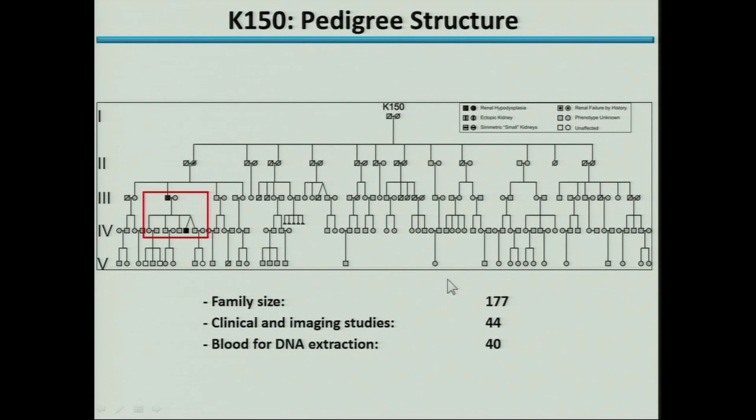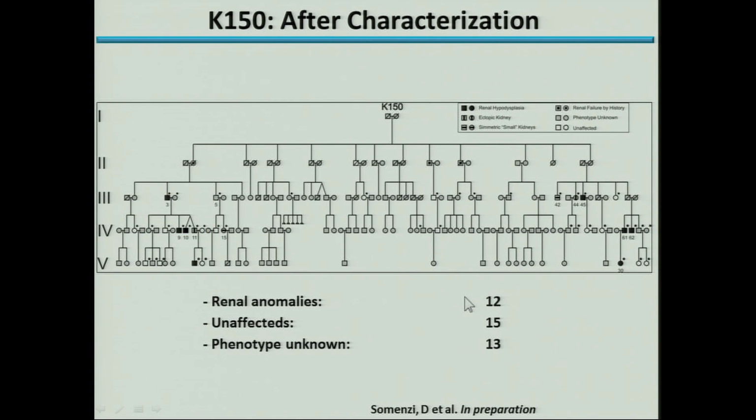The family size was 177 individuals, and through different clinical and imaging studies, we found that there are about 40 individuals we wanted to get their blood on. And after characterization and a very detailed, laborious discussions with the family and many trips over to Italy, we found this family. In Italy, we found that the other side of the family, there were multiple affected members here. This horizontal line here is significant for just small kidneys, so we weren't sure if that was diagnostic of CAKUT or not. But there eventually were 12 patients in this family that had renal anomalies. There were 15 unaffected. They had undergone screening with renal ultrasounds, and then 13 were unknown.